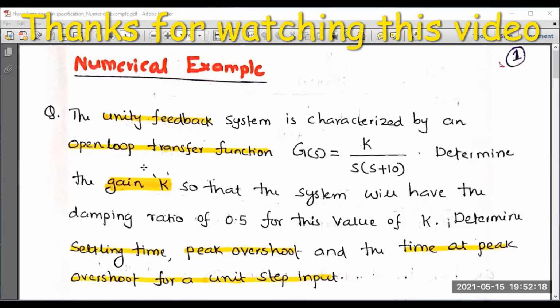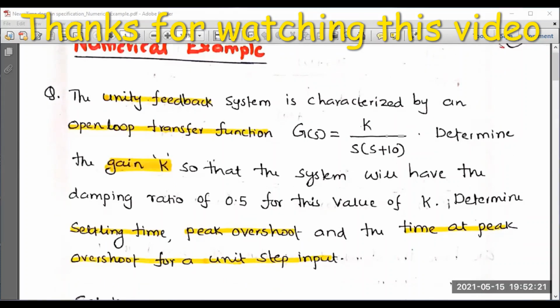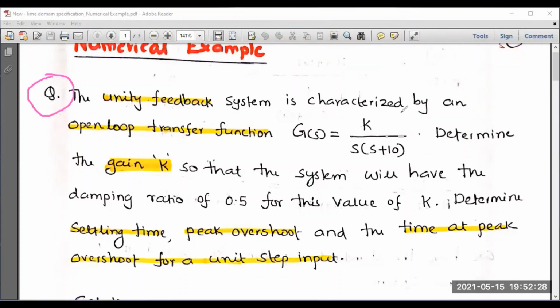Moving on to the discussion, let us read out the problem first. Question number 1. The unity feedback system is characterized by an open loop transfer function G(s) equal to K divided by s into (s plus 10). Determine the gain K so that the system will have a damping ratio of 0.5. For this value of K, you also have to determine the settling time, peak overshoot, and time at peak overshoot for a unit step input.